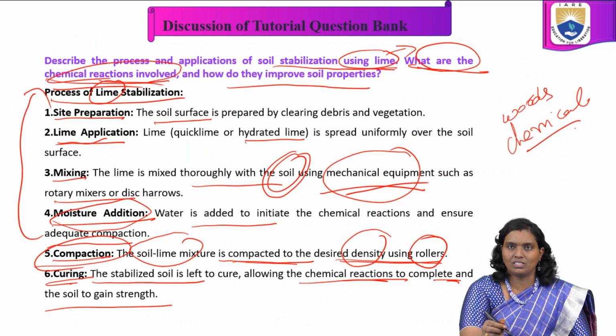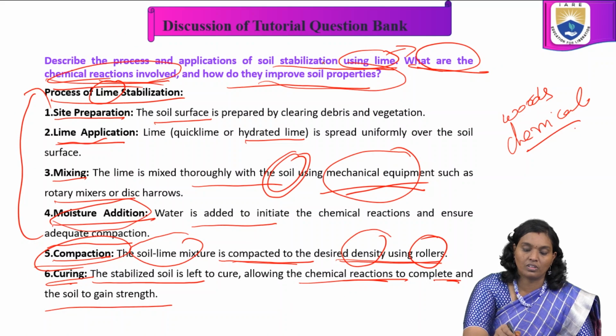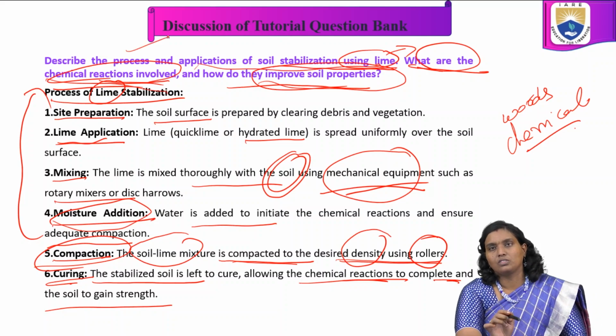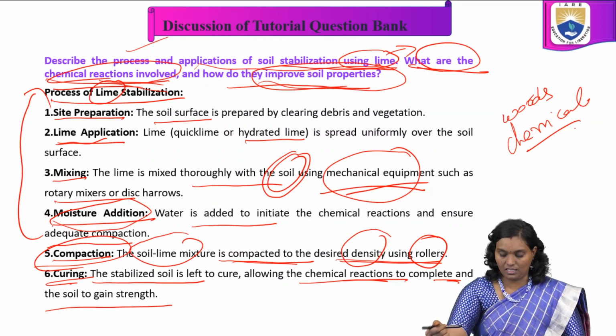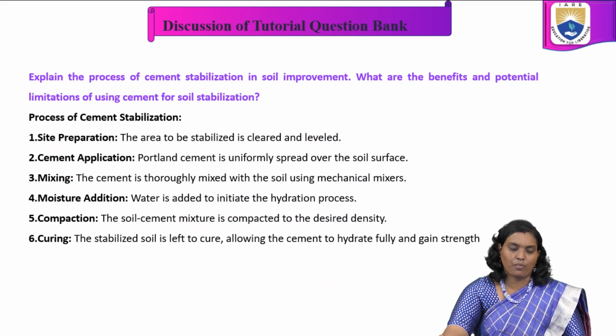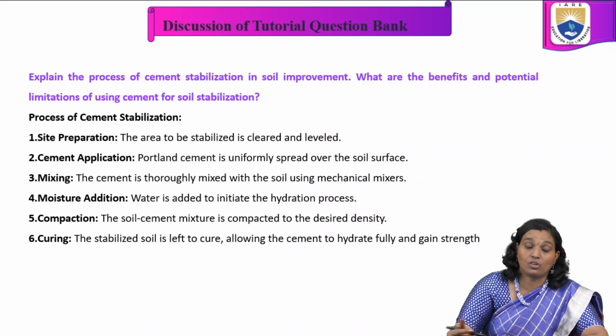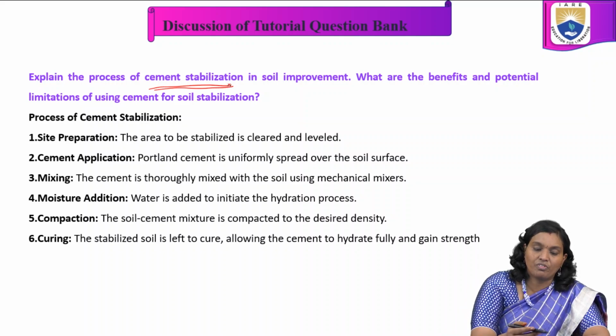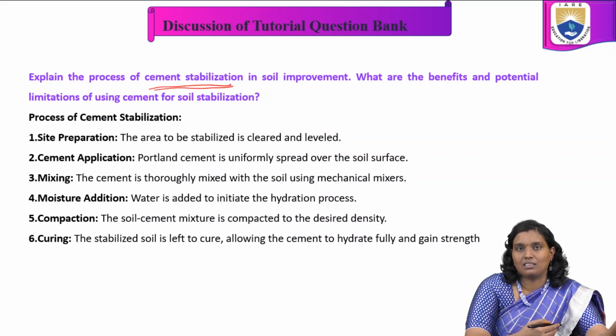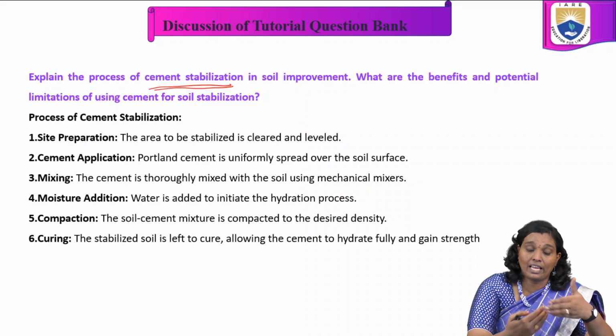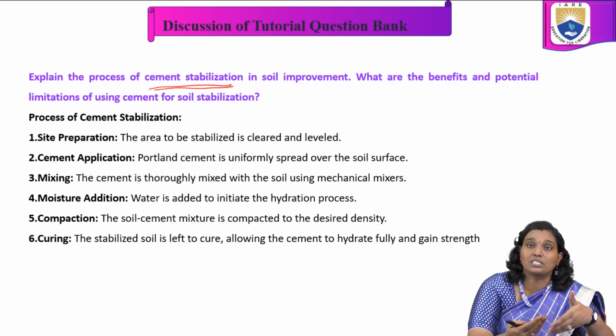So these are the things which we discussed: how the improvement happens, what the chemical reactions are, where it is applied and what the process is. Any kind of chemical stabilization we may analyse like this, and move on to the next type, that is, explain the process of cement stabilization. So we saw lime stabilization, and in this we observe how to write the process.